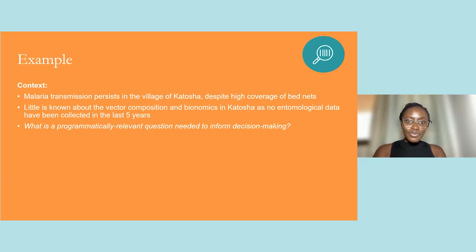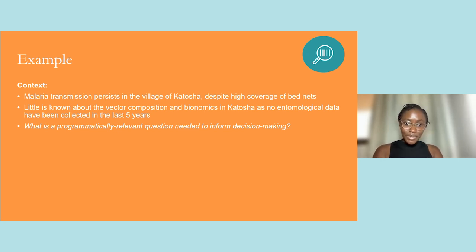This could include, for example, what is the actual level of bednet use in Katosha? Or when and where are people being bitten by Anopheles mosquitoes? What time of the day are the vectors biting? And also, what might be some gaps in protection in Katosha? Are there points or periods where humans are exposed to Anopheles bites without any protection in place?